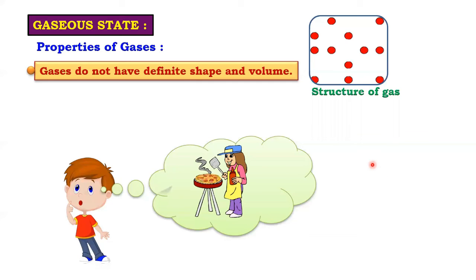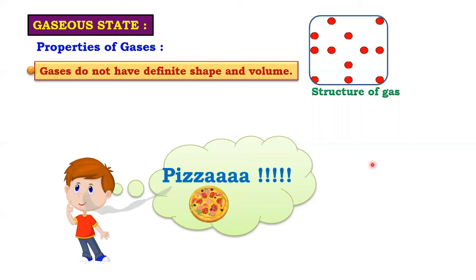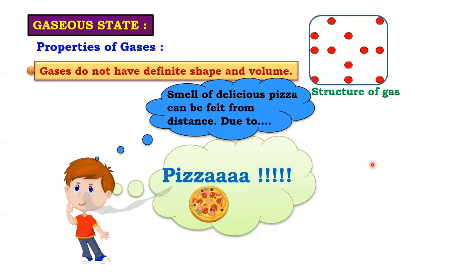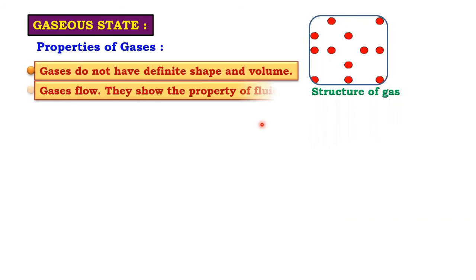Because the volume taken by gas is not definite. Okay, आगे देखते हैं. So आपको स्मेल से पता चल जाता है कि आपकी मॉम क्या बना रही हैं. इस डायग्राम के हिसाब से यहाँ पे बॉय को पता चल जाता है कि उसकी मम्मी पिज्जा बना रही है, करेक्ट? आगे देखते हैं. Smell of delicious pizza can be felt from a distance due to what? Due to gases flow. They show the property of fluidity. Gases also flow as liquids. So that is why we can say that gases move from one place to another and they have the property of fluidity.